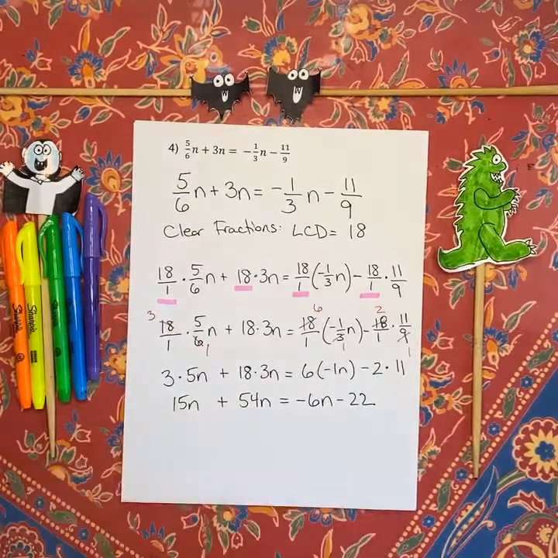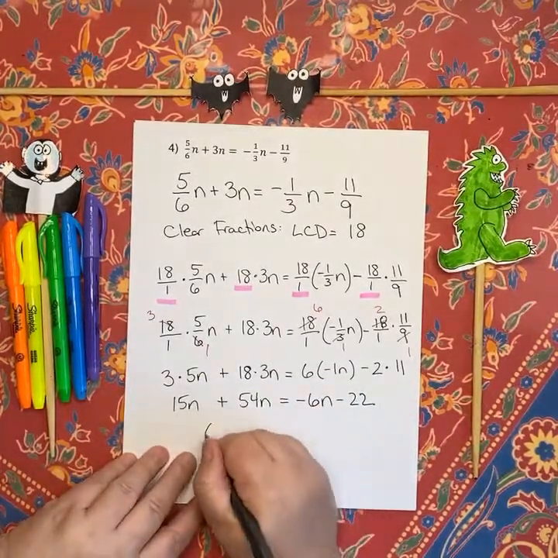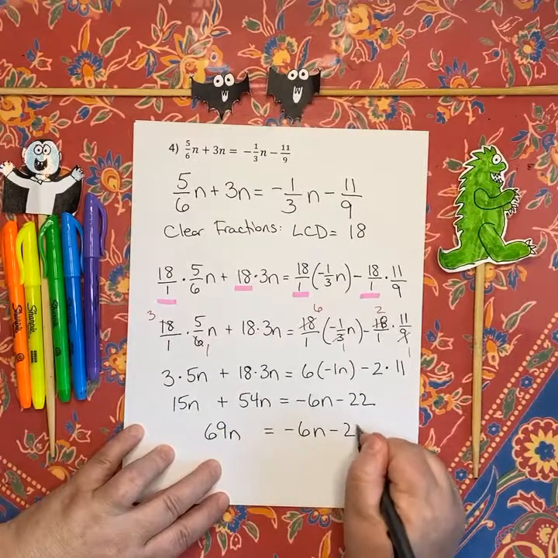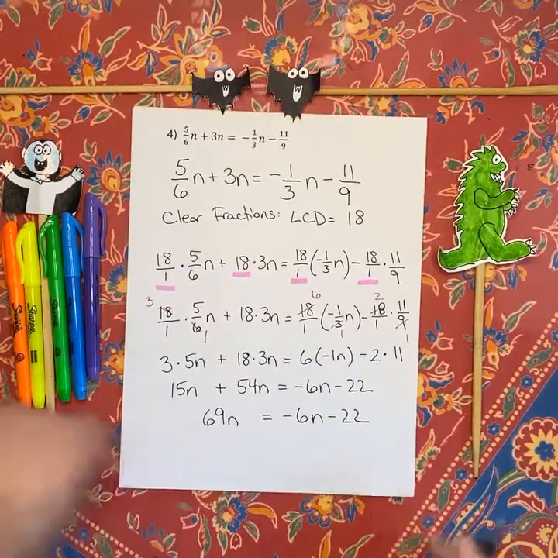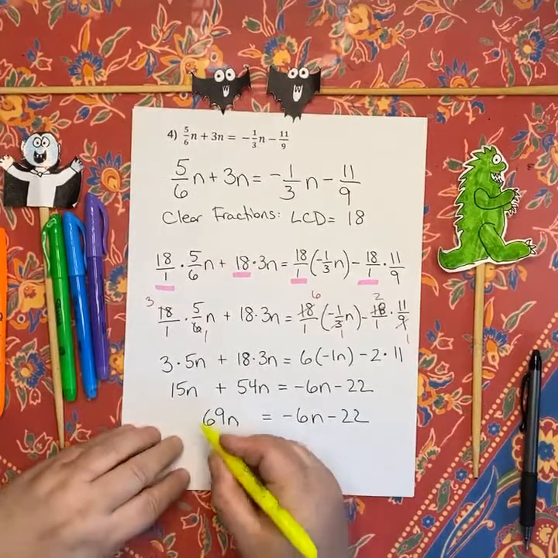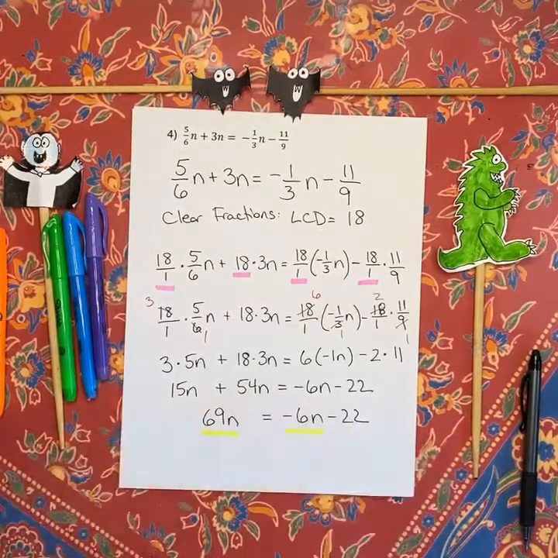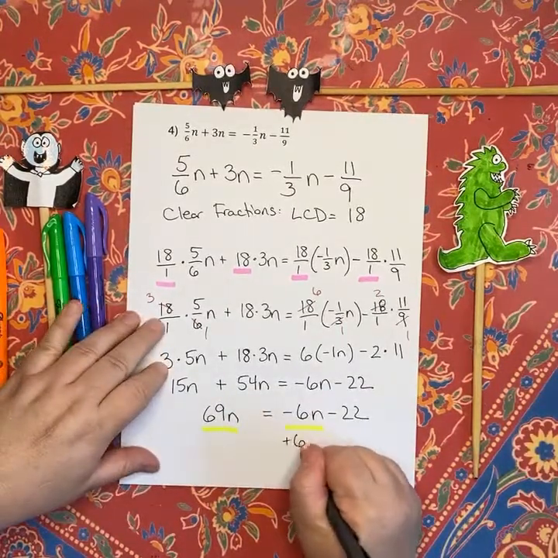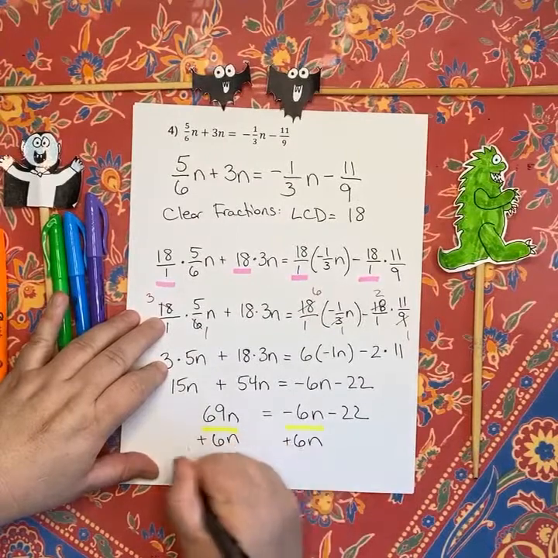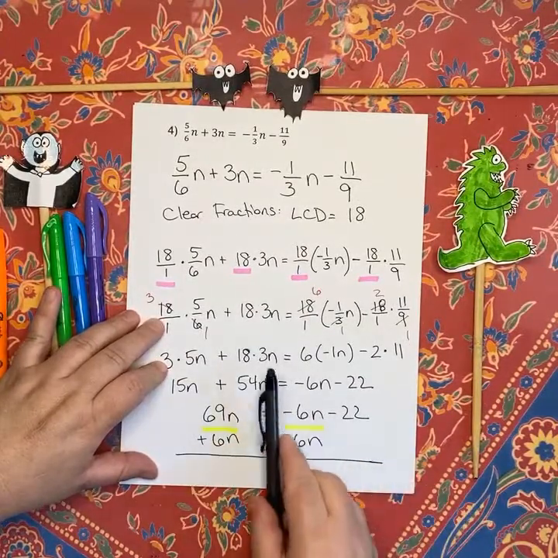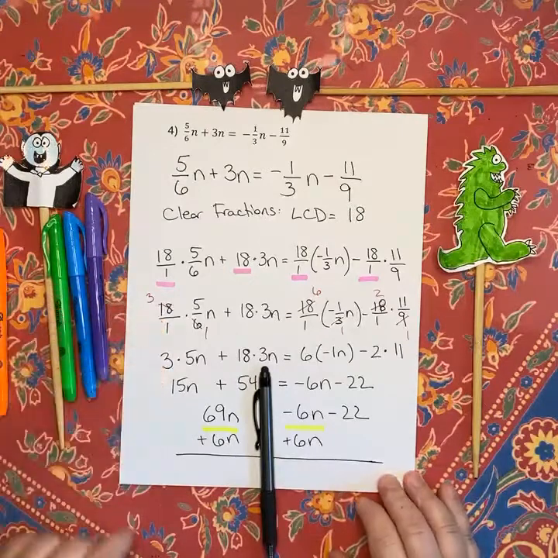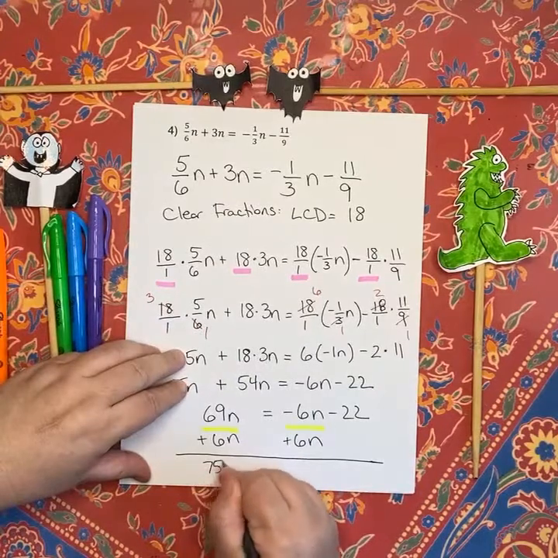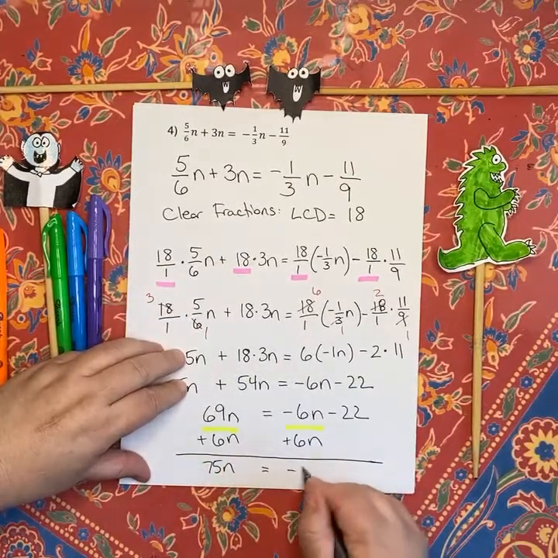Okay, I'm going to combine these two. I'm going to get 69n equals negative 6n minus 22. Now, for my n's, I've got 69 n's there and negative 6 n's there. I think I'm going to move these ones over here. I think they'll be much happier. So I'm going to add 6n to both sides. And again, as you get better at this, keep making sure if you put your pen or pencil on the equal sign, there should be one of these on each side. Okay, I think I got 75n equals negative 22.